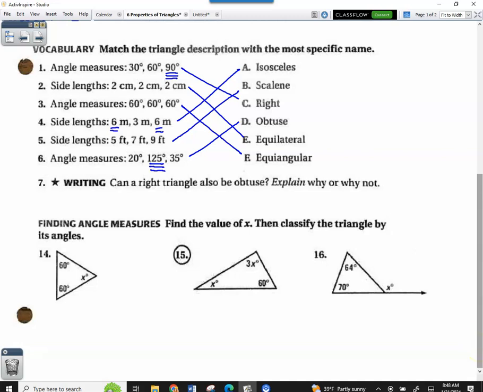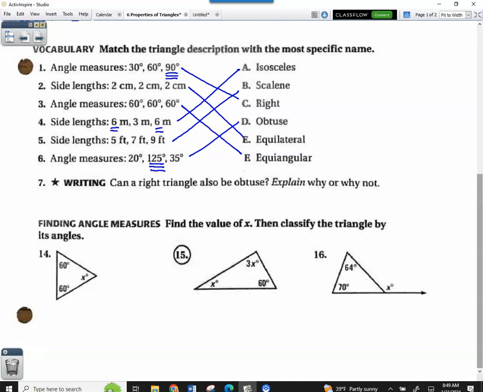All right, let's look at these down here. 14, 15, 16. Yes, I know it's not counting in order. I definitely forgot to fix the numbers. I cut and pasted these and forgot to fix the numbers. Just go with it. All right, so number 14, it says find the angle measures and then classify it by its angles. We don't have to classify it by its angles. Let's just find x.